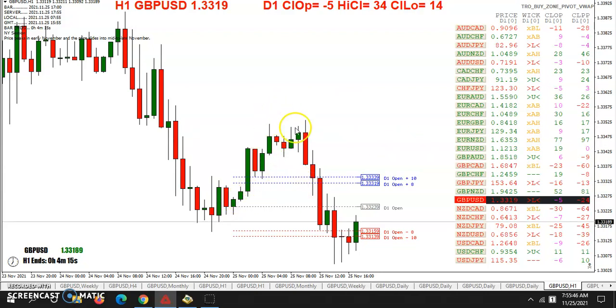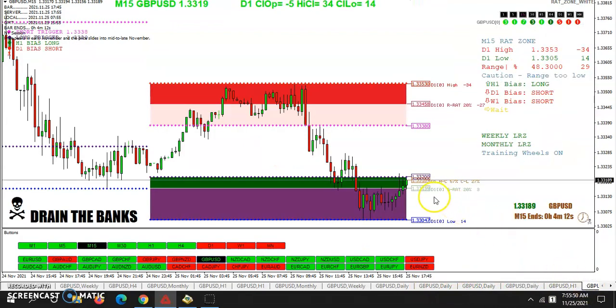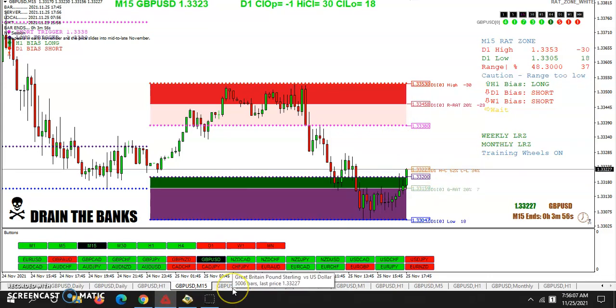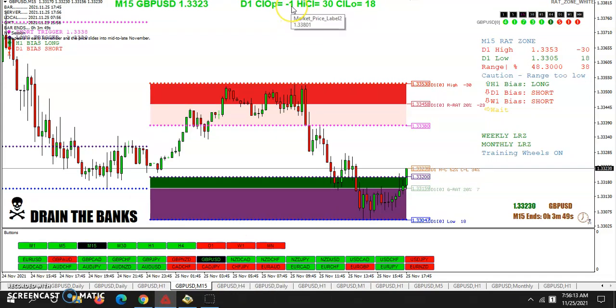Buy zone paid off in both directions. Green rats. Get some green cheese to go with your turkey. You have a nice move there, breaking out of the rat zone. We're right near the daily open.